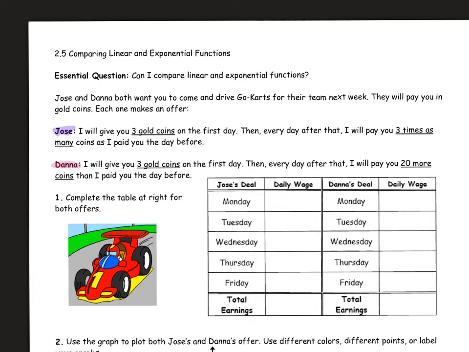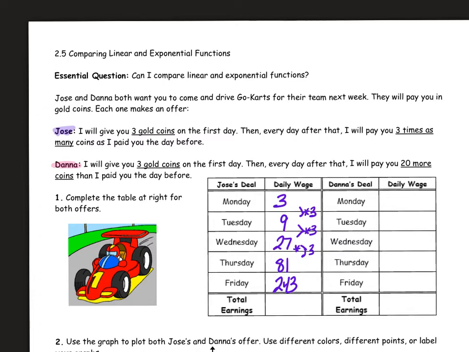So here we go. First one is Jose's deal. Jose says, I will give you 3 gold coins on the first day. So Monday obviously is the first day. They're going to give us 3 gold coins. Then every day after that, I will pay you 3 times as many coins as I paid you the day before. So we're going to do times 3. So 3 times 3 is 9. And then we're going to do times 3 again, which gives me 27. Times 3 again is 81, and times 3 again is 243.